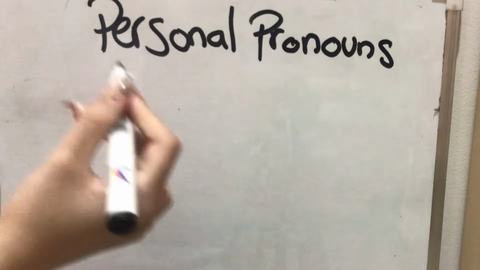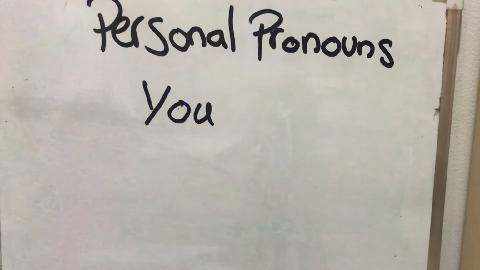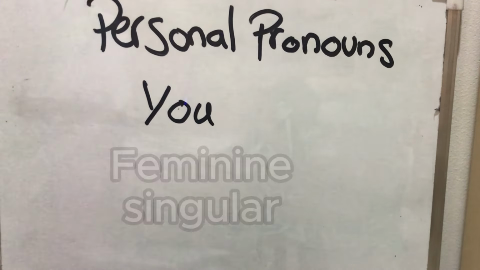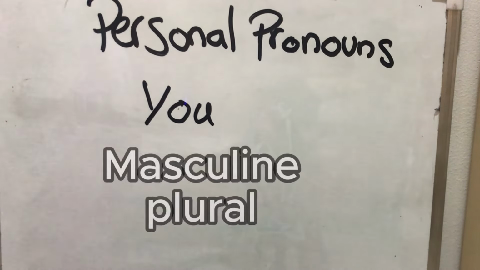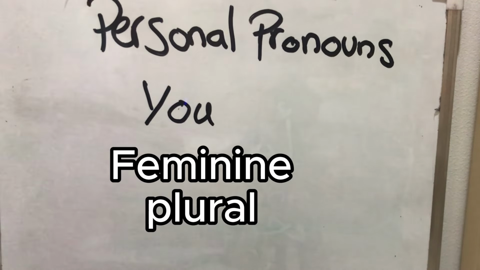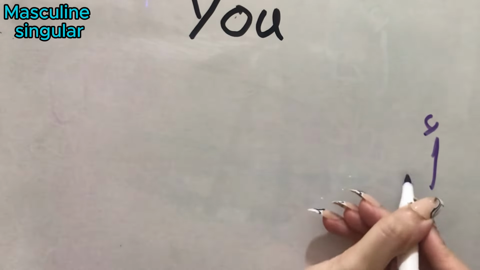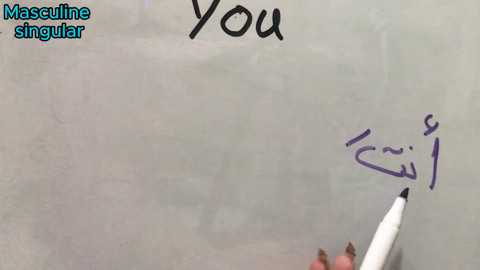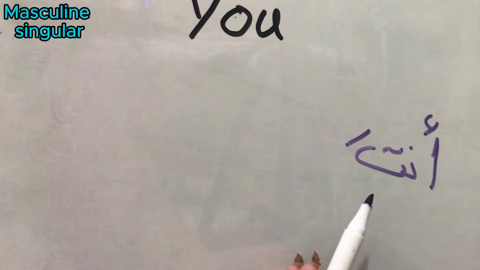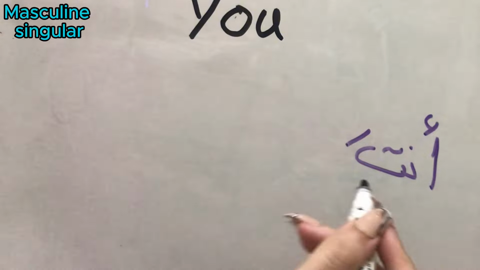When it comes to the word you, you is different in Arabic. We have you for masculine, you for feminine, you for dual, you for masculine plural, you for feminine plural. Starting with you for masculine: Anta. This is for singular masculine.